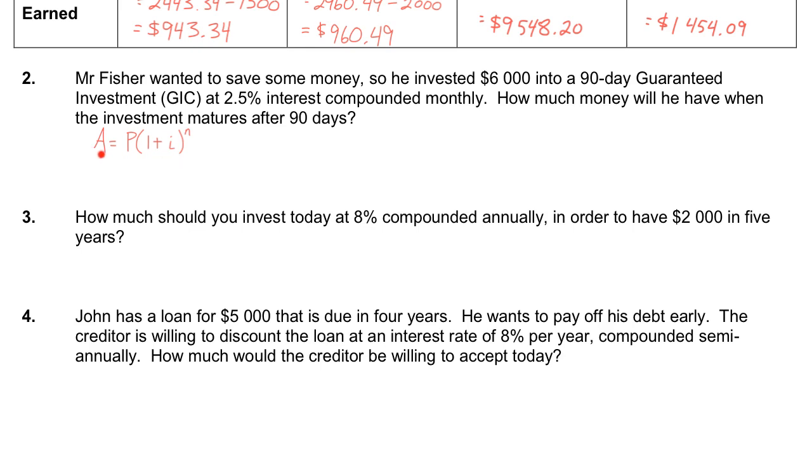Okay, now we need to plug in our numbers. So we need the principal. That's the starting amount of money, or the amount invested. That's right there, $6,000. Interest rate per compounding period.